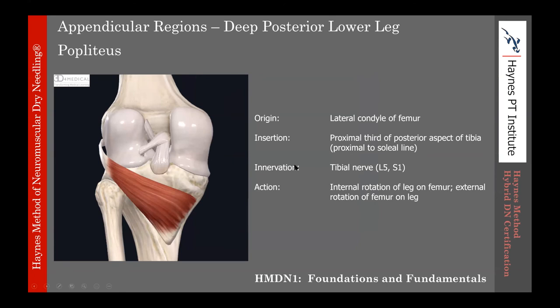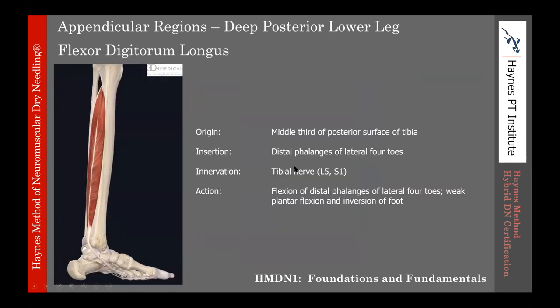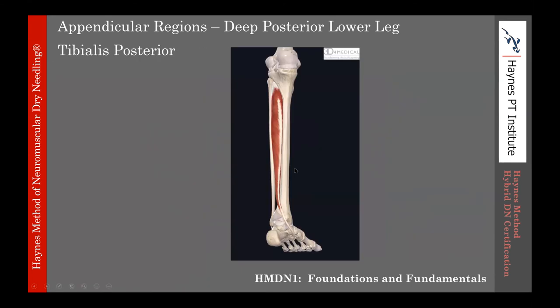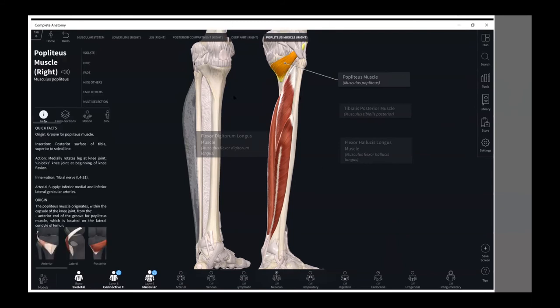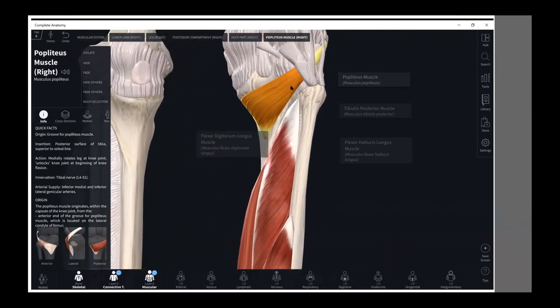And oh, we've got some 3D anatomy. Let's go get that. And for the muscles of the deep posterior lower leg, here we'll look at flexor digitorum longus, flexor hallucis longus, popliteus, and the tib posterior. So let's start with popliteus. Let me get a nice zoom in here.